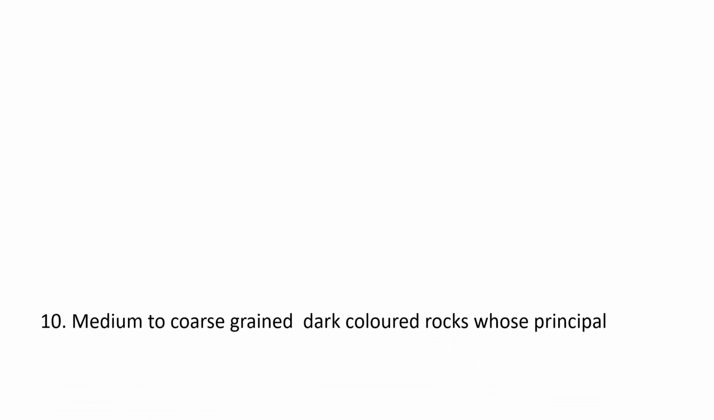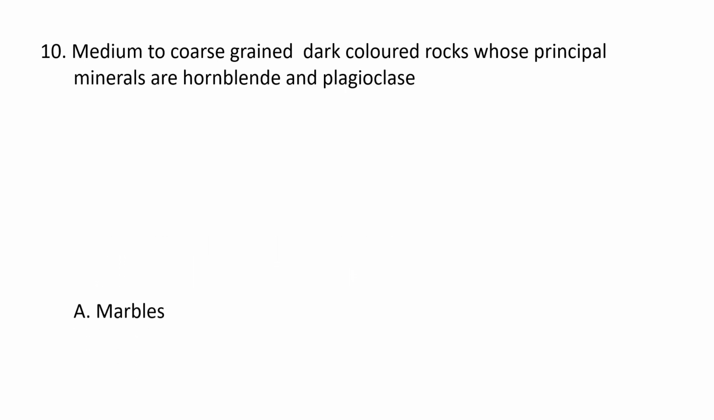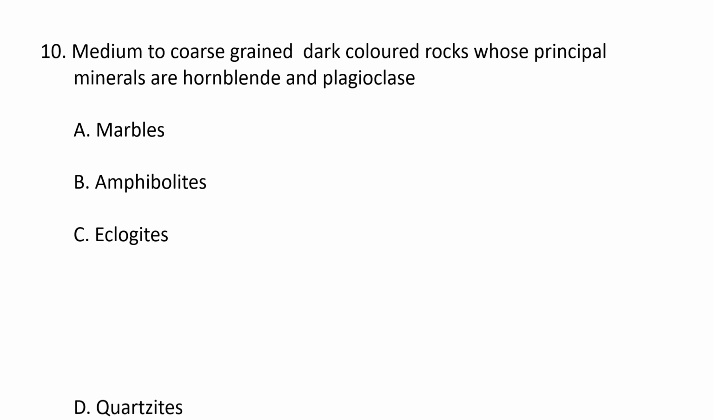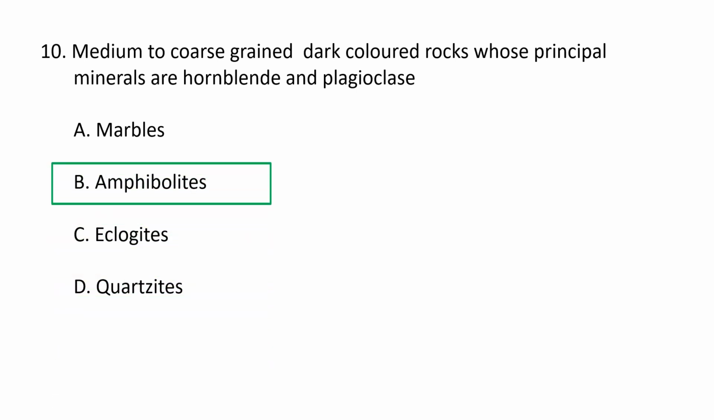Next question. Medium to coarse grained dark colored rocks whose principal minerals are hornblende and plagioclase are A. Marbles, B. Amphibolites, C. Eclogites, D. Quartzites. Medium to coarse grained dark colored rocks whose principal minerals are hornblende and plagioclase are known as amphibolites. Amphibolite is a dense, dark colored metamorphic rock that is made up of amphibole minerals, plagioclase and little or no quartz.